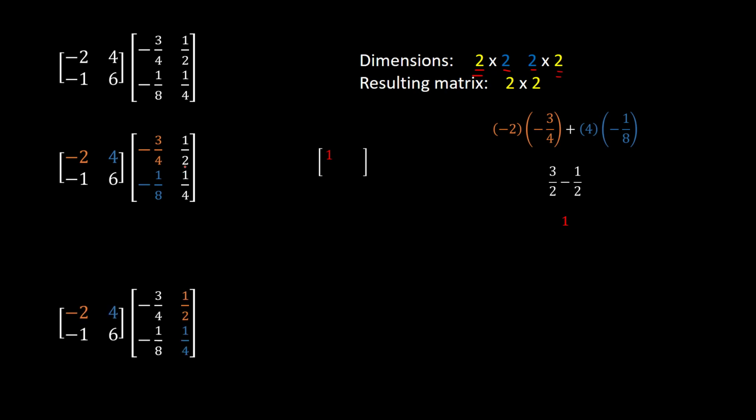And then I do the same thing with the first row and second column. Multiply negative 2 times 1/2, and then the 4 times 1/4. You add those together, you get negative 1 plus 1, which would give me 0. So 0 would then go in the top right corner. Because I'm dealing with the first row, second column, it's going to go in the first row, second column.